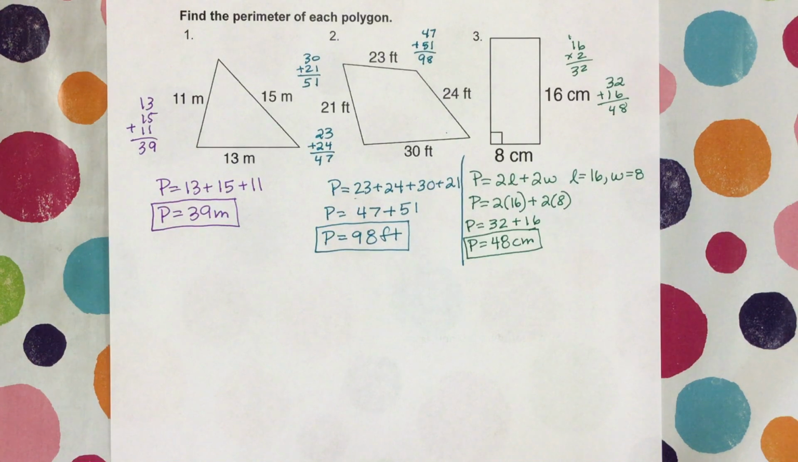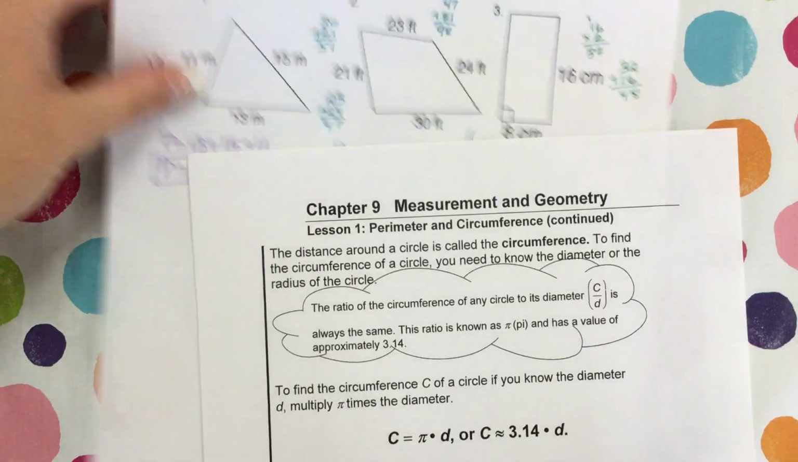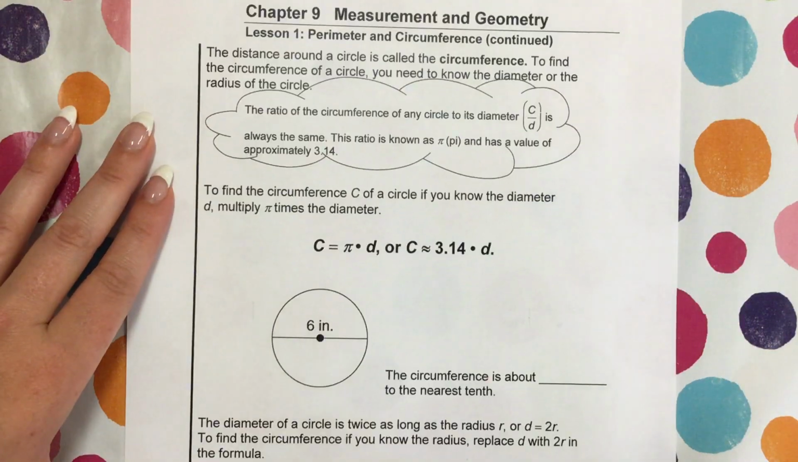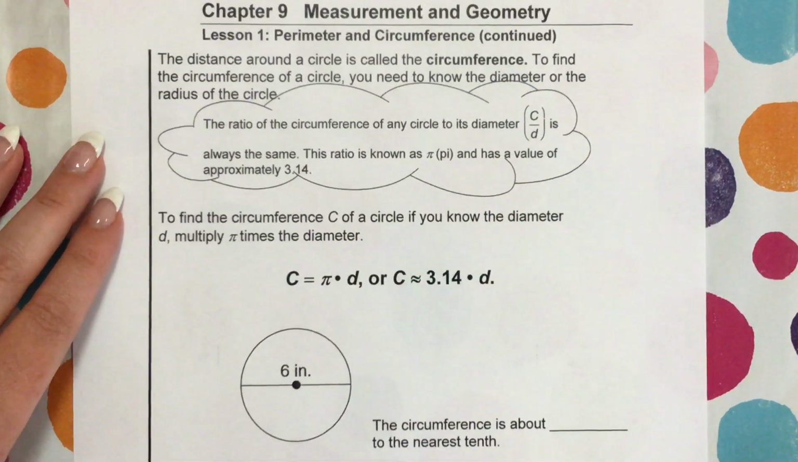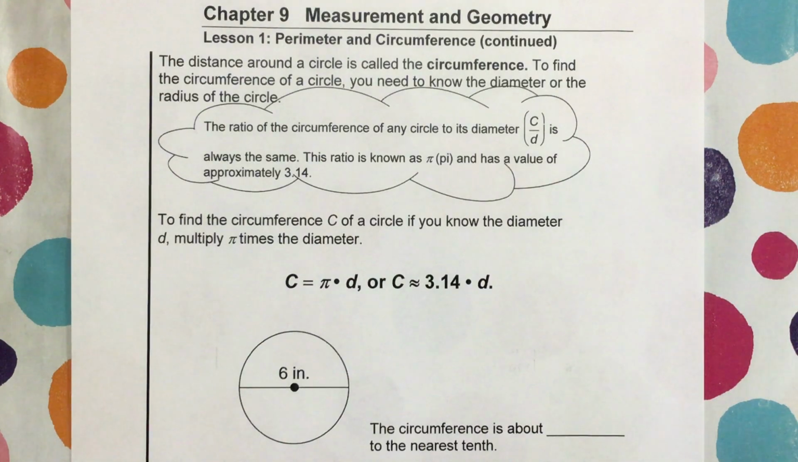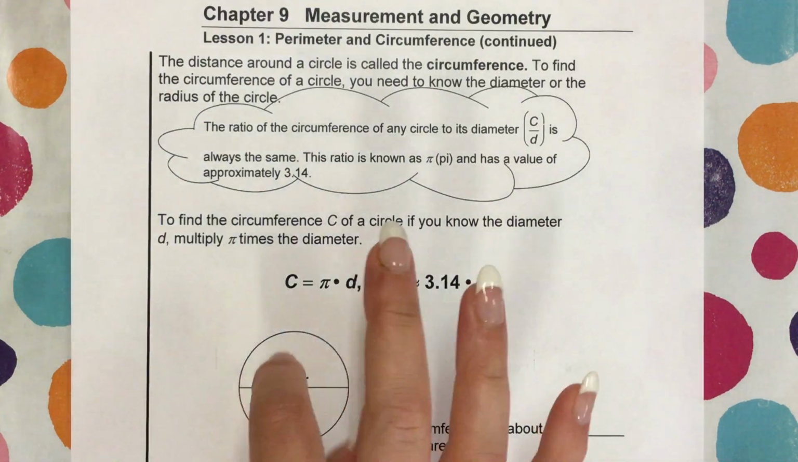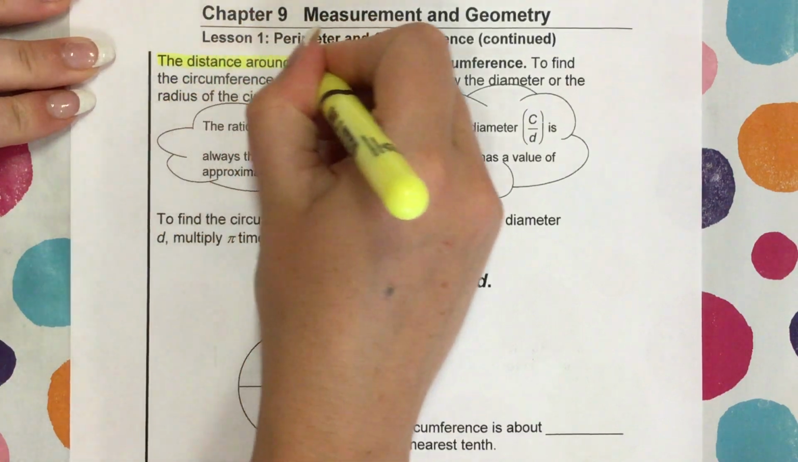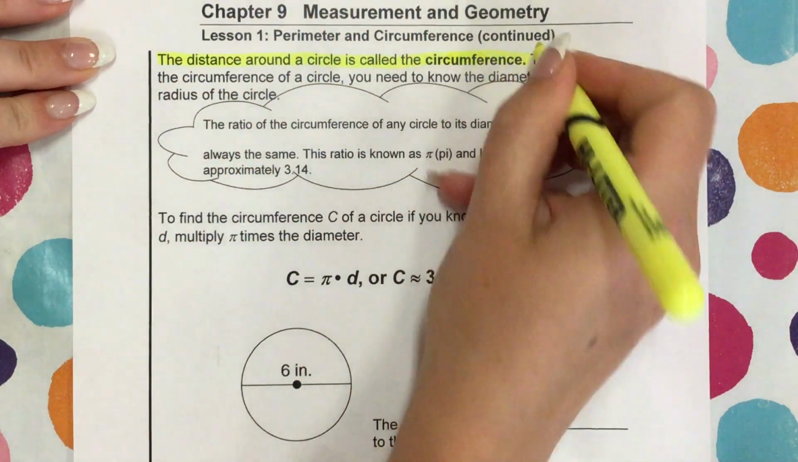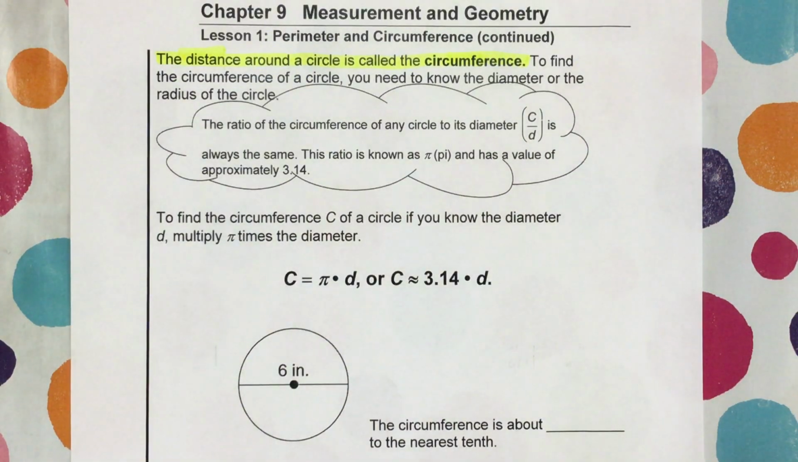All right. Let's go ahead and go on to the next page. So the next page is dealing with the perimeter of circles. Now the perimeter of circles has a special name, but we're still finding the rim of the figure, the distance around the figure. The distance around a circle is called the circumference. So whenever you talk about the distance around a circle, that has a very special name.